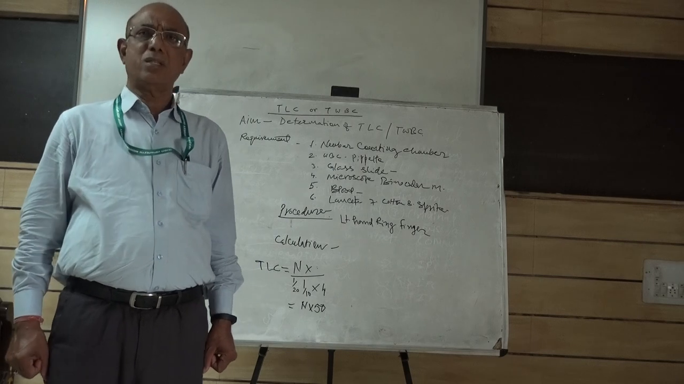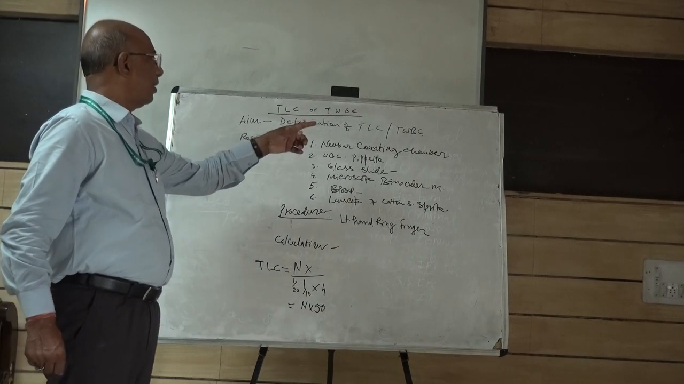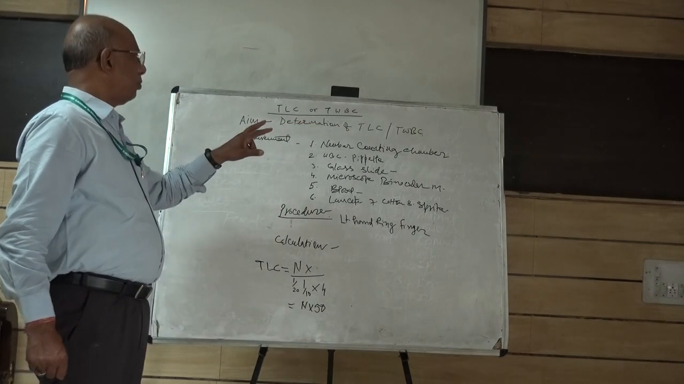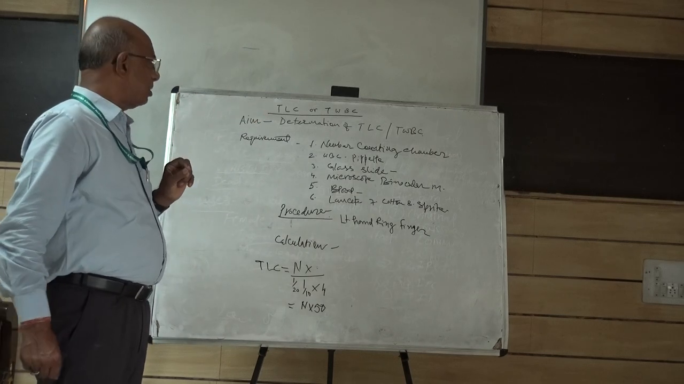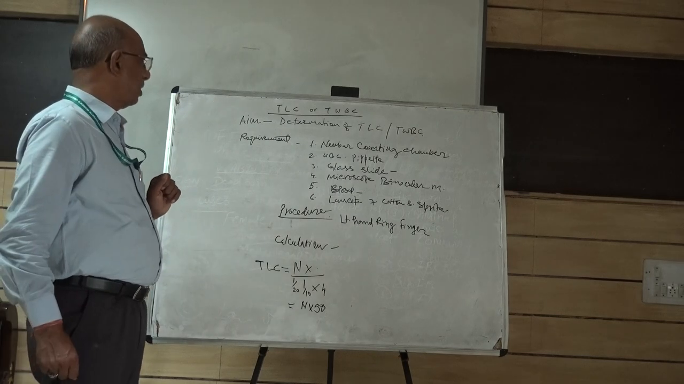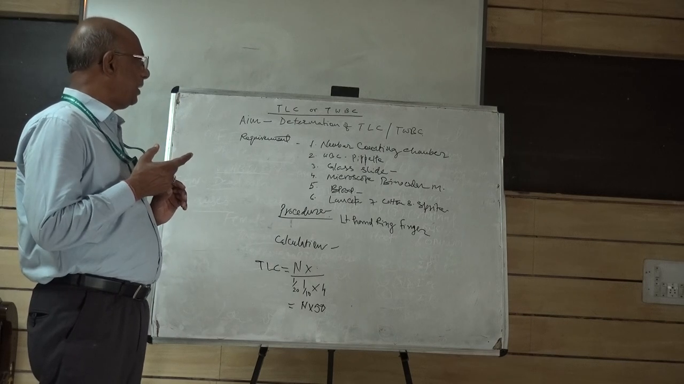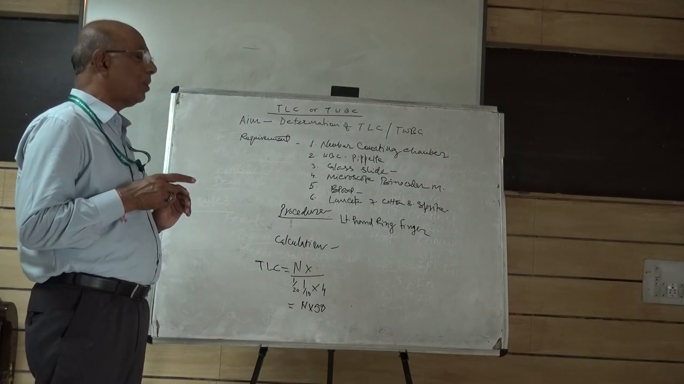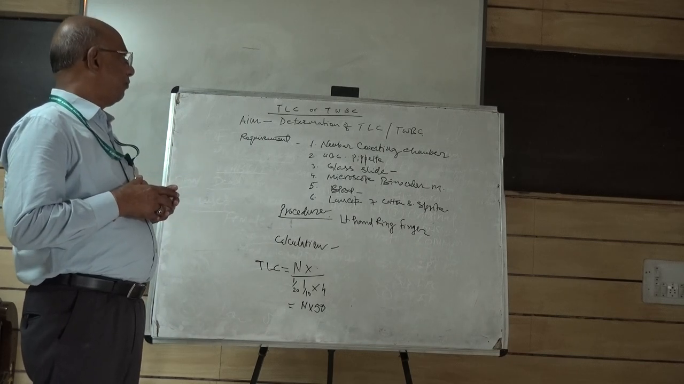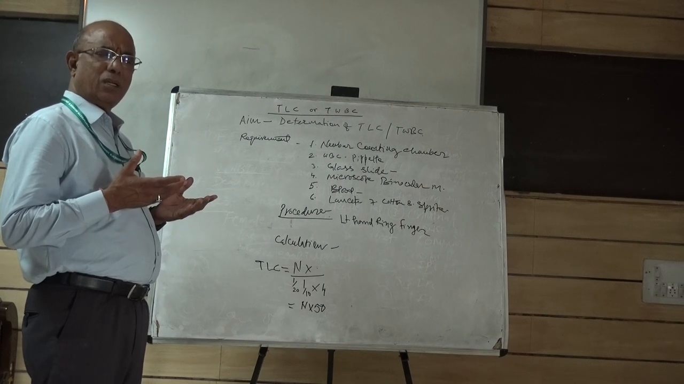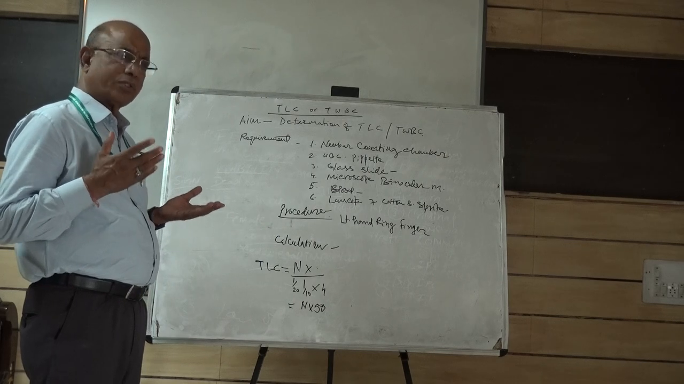Today my topic is total count of leukocytes, or total count of WBC. These two things are the same. So what is the aim of today's topic? Today's aim is determination of TLC, total count of leukocytes, or total count of WBC. By this method, we can determine the total count of WBC.